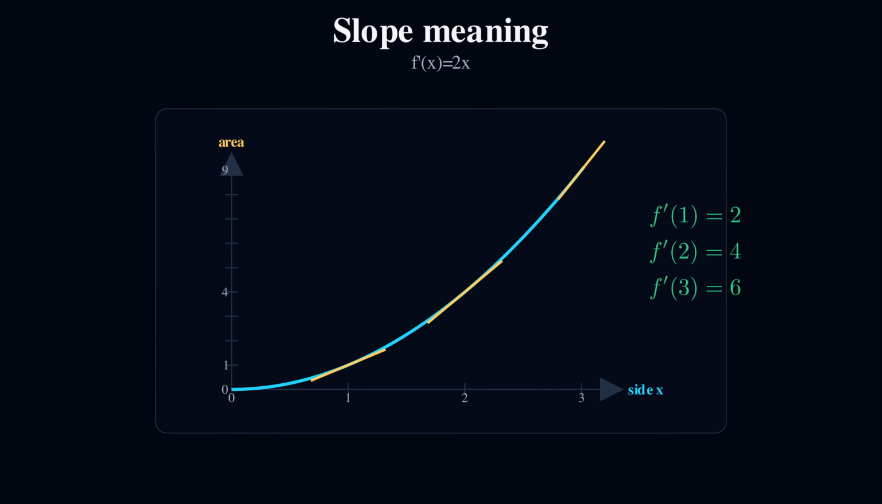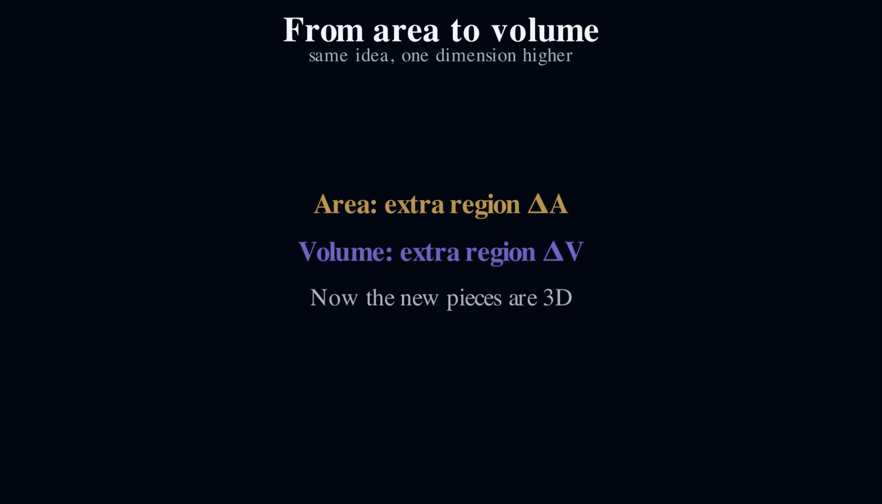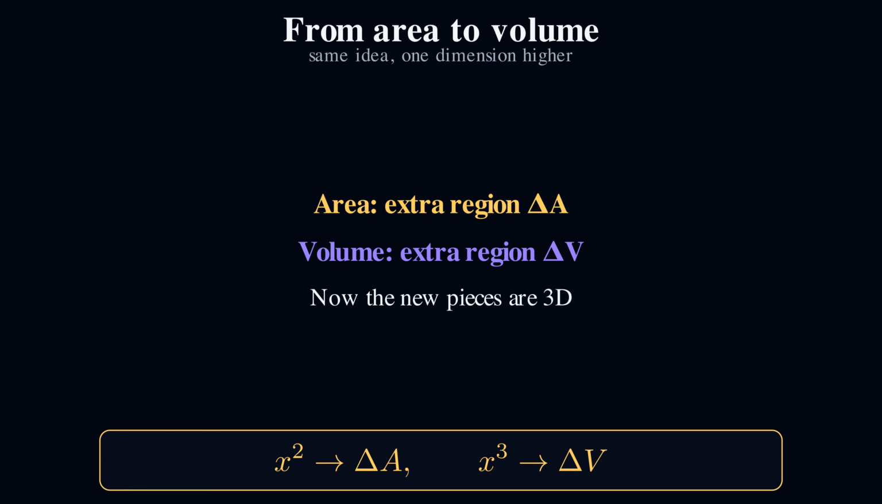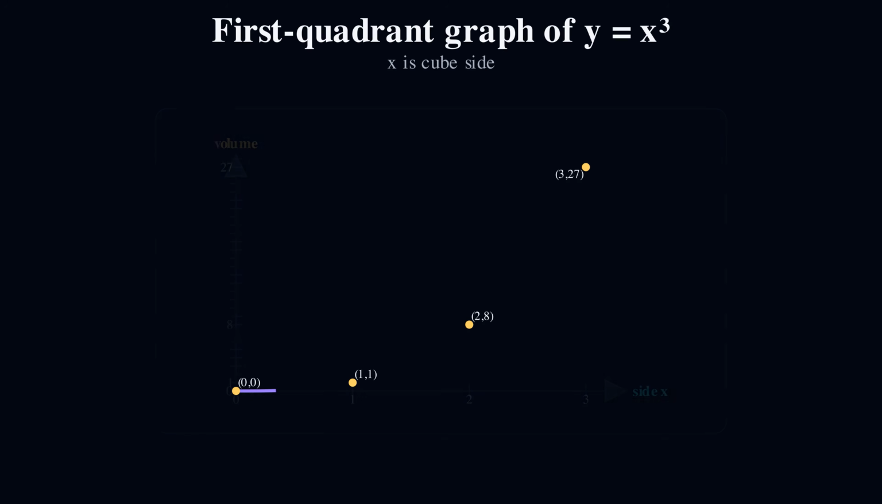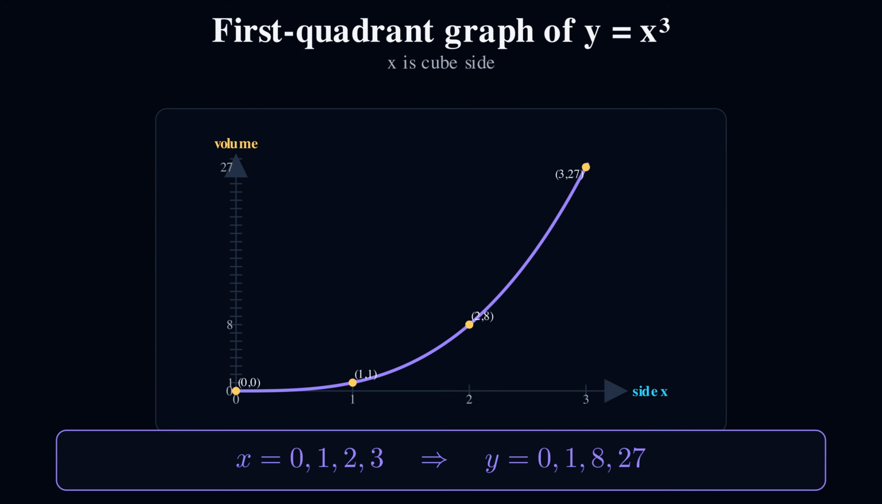Now repeat the same idea in 3 dimensions. A cube with side x has volume x cubed. If the side length increases slightly, the volume increases by a small amount called delta V. For volume, x is again side length, so we stay in the first quadrant. The graph of y equals x cubed passes through (0, 0), (1, 1), (2, 8), and (3, 27).